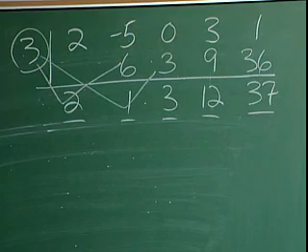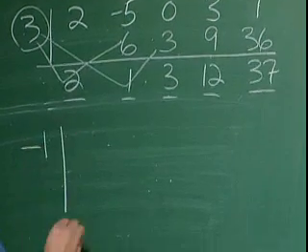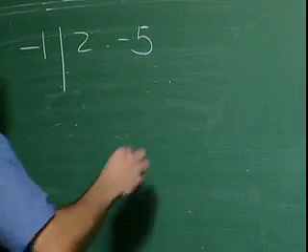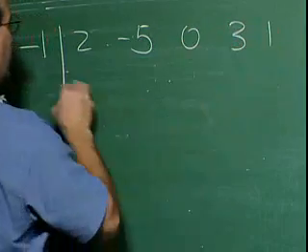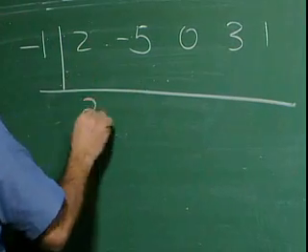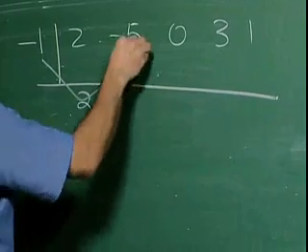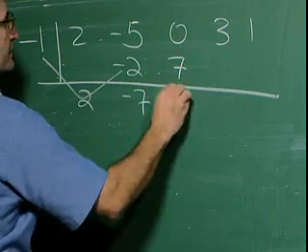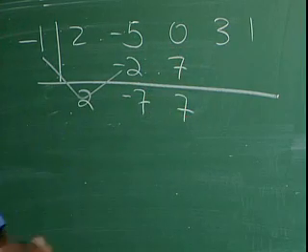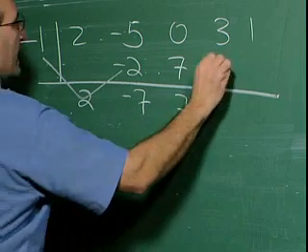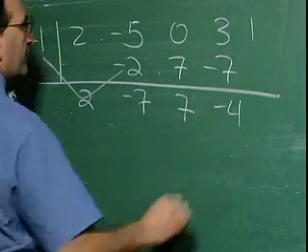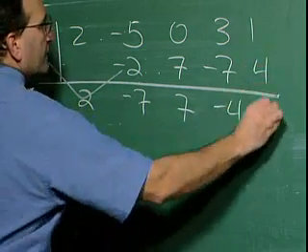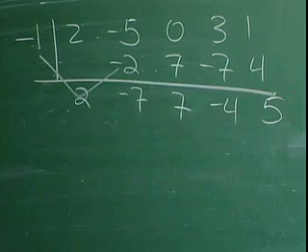Well, we can repeat that process for negative 1. For negative 1, we have the same coefficients, 2, negative 5, 0, 3, and 1. We bring down the 2, multiply -1 times 2 for -2, add them together, -7. -1 times -7 is +7, which we add to 0 for 7. And then -1 times 7 is -7, add that to 3 for -4. And then -1 times -4 is +4, which gives me 5 when I add it to the 1.